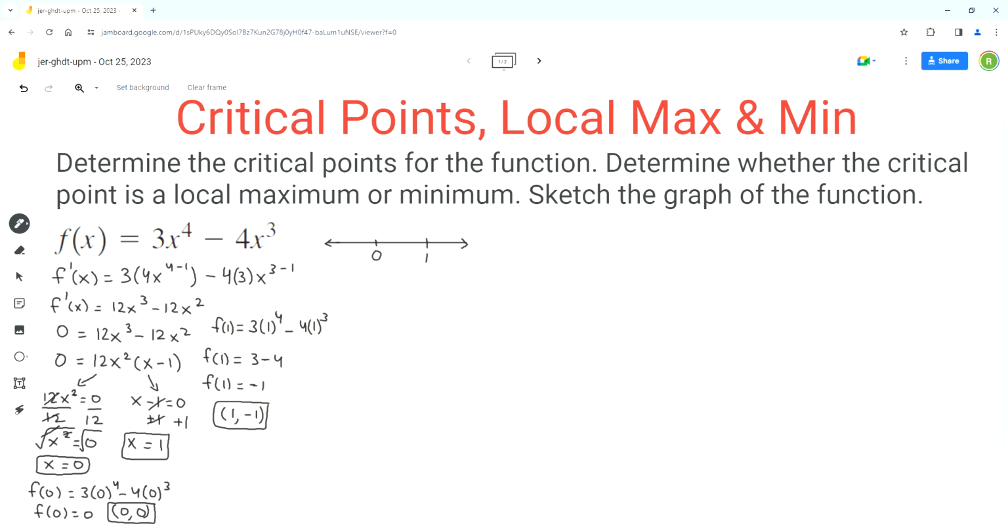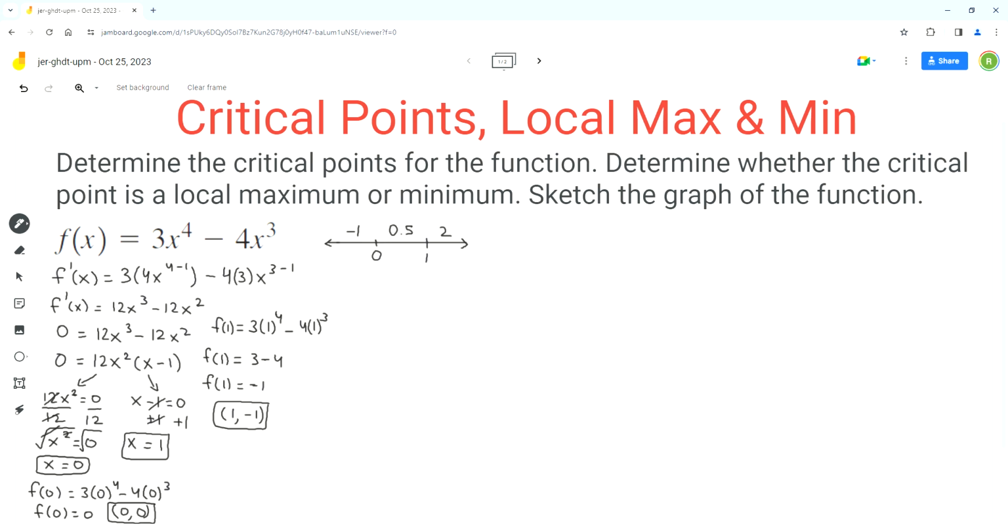We have to find whether the function is increasing or decreasing in these three intervals, and for that, we'll use a test value in each part. On the left side of 0, we can use the test value -1. Between 0 and 1, we can use the test value 0.5. And to the right side of 1, we can use the test value 2.